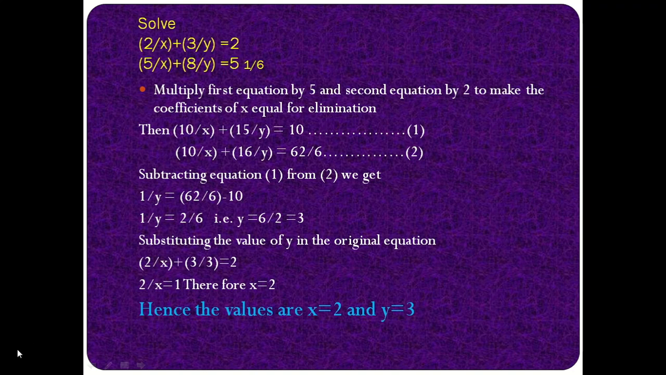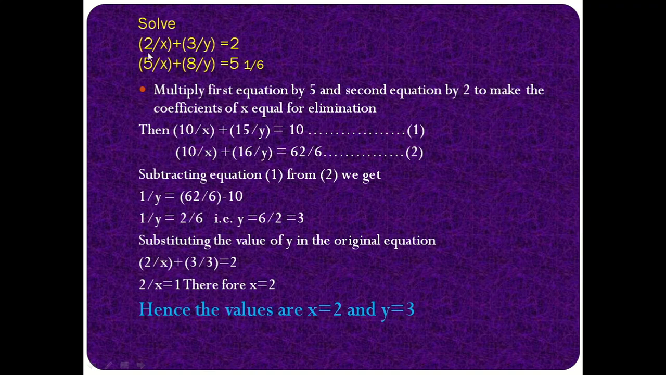So here also we will have to make the coefficient of any of the variables equal. For example, you want to make the x equal. Here the coefficient is 2. Here the coefficient is 5. So the best method is to multiply the first equation by 5 and the second equation by 2 to make the coefficient of x equal for the purpose of elimination.